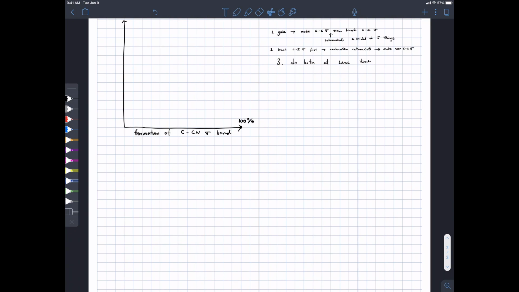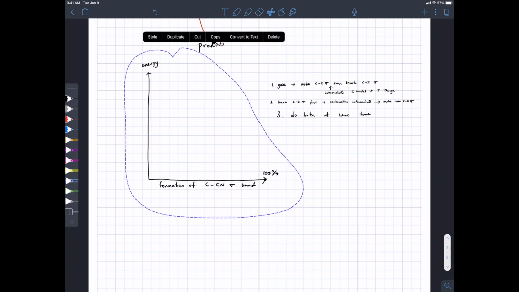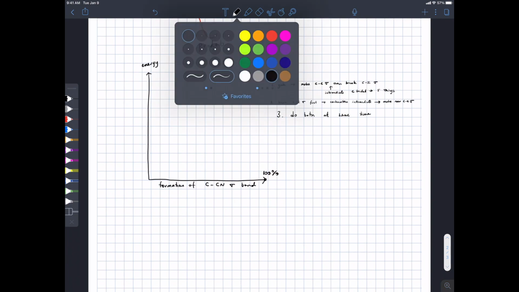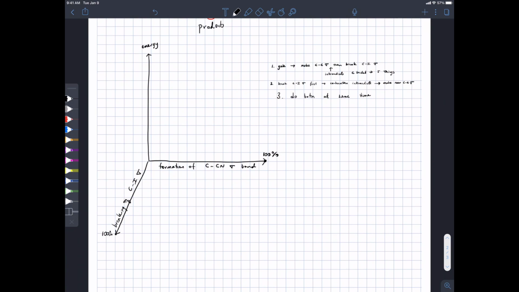And then along the other horizontal axis, maybe we have to have it angled out in this direction, we're going to put breaking of the carbon-iodide sigma bond, and it's going to be 100% broken here. All right? So without even worrying about energy, let's consider the 3 pathways that we have available to us.